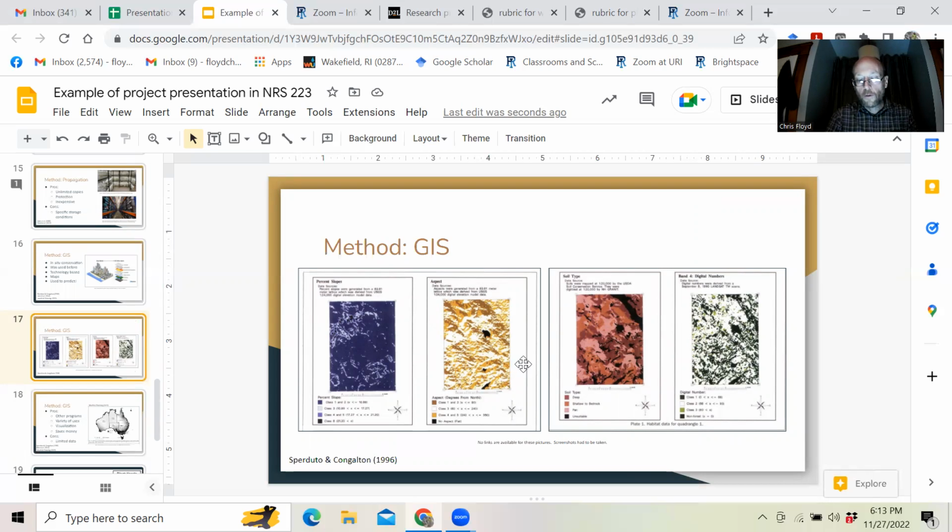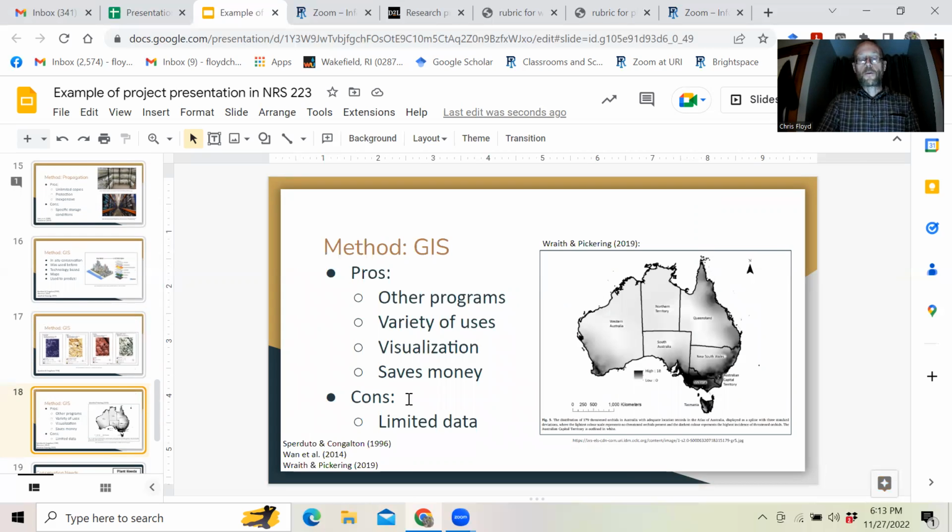Oh, no links available. Screenshot. These are a screenshot from a paper. Screenshot from that paper. That's fine. So the speaker is talking about what's being shown here, and then the pros and cons of that.